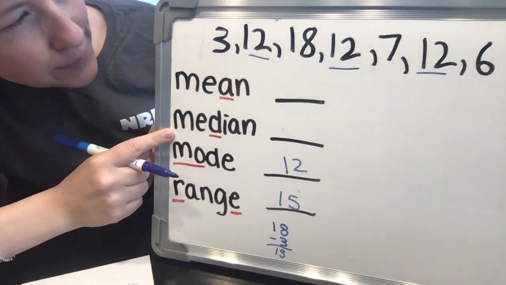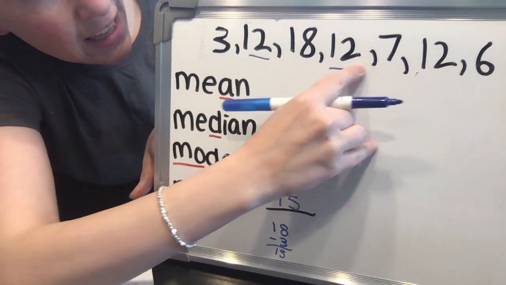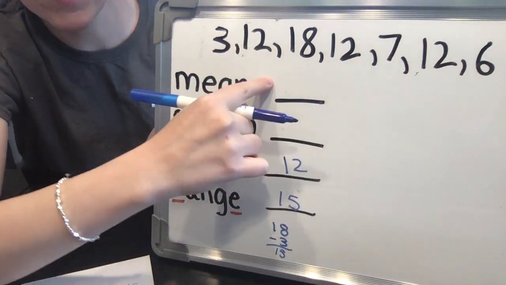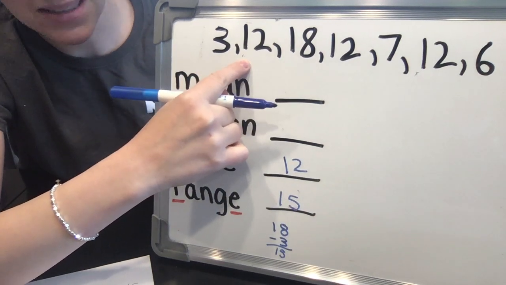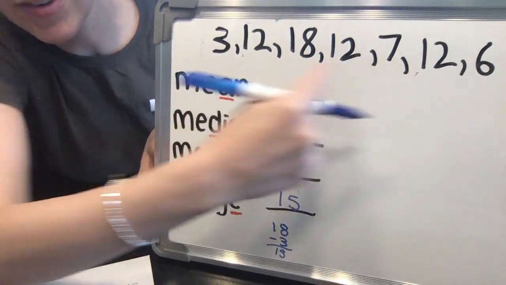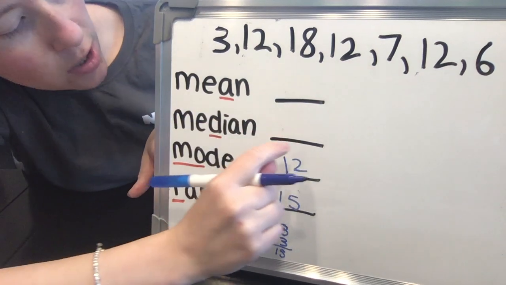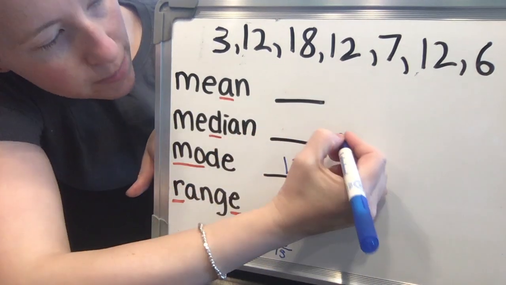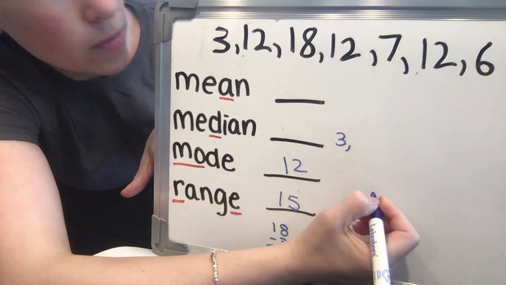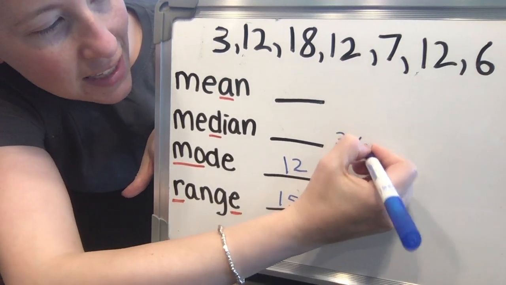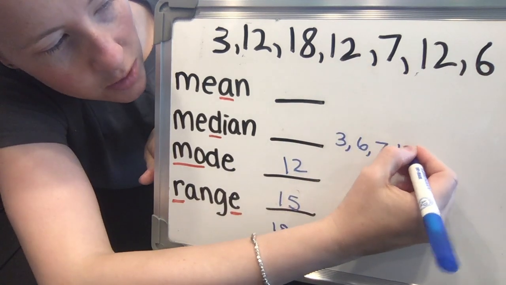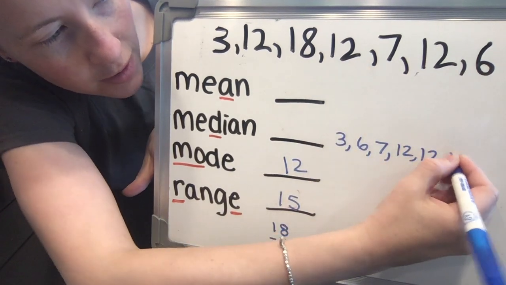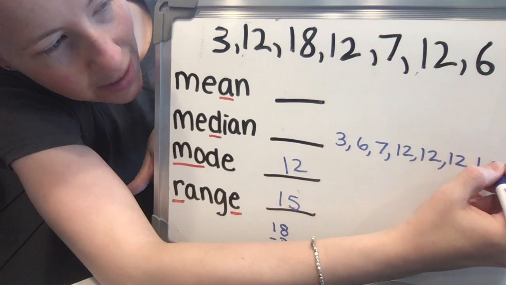Next, we're going to do median. Don't make the mistake that some people do and find the middle number up here, because you'll notice that this list is very mixed up. You can't find a number in the middle if your list isn't organized. So let's put them in order from least to greatest. My lowest cupcake day was selling 3. Then I had a 6 and a 7. And then I had my 3 12s, 12, 12, 12. And then my best day was my 18.